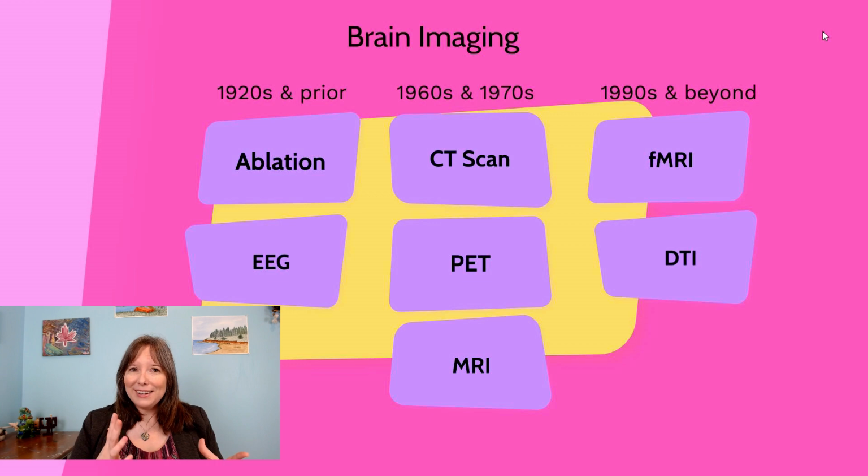Then we had a blossoming of brain imaging technology in the 1960s and 1970s, including CAT scans, PET scans, and MRIs. And then in the 1990s, we had the development of fMRIs, and beyond, we're now into many more advanced techniques, but one of the advanced techniques we'll talk about is DTI.